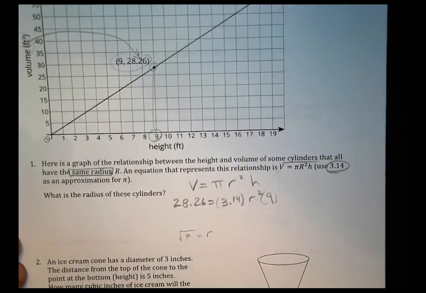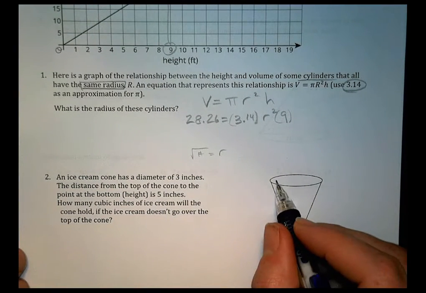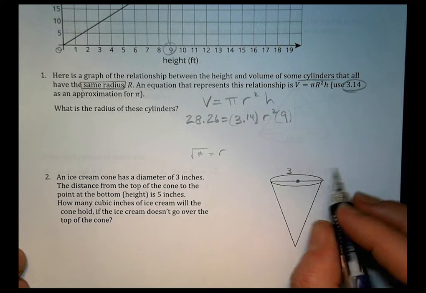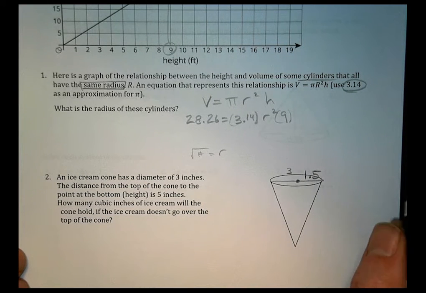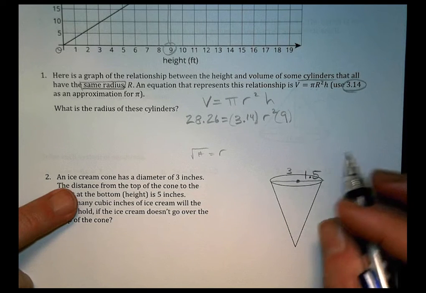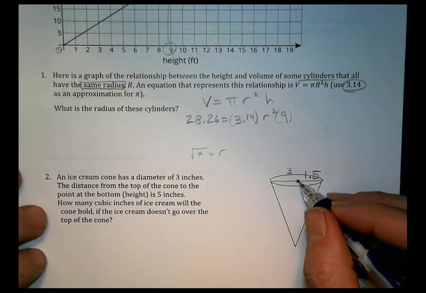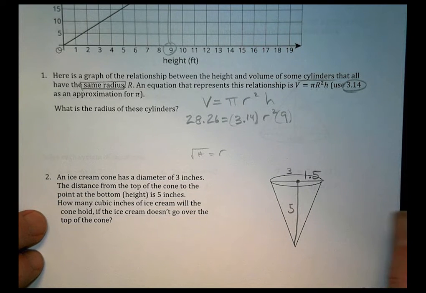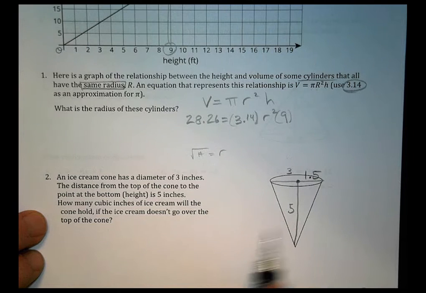Number 2 says an ice cream cone has a diameter of 3 inches. So if the diameter is 3, the radius is going to be half of that. So half of 3 is 1.5, if you like decimals, right? The distance from the top of the cone to the point at the bottom, so here to here, is 5 inches. How many cubic inches of ice cream will go into the cone if it doesn't go over the top? So we're looking for the volume there.